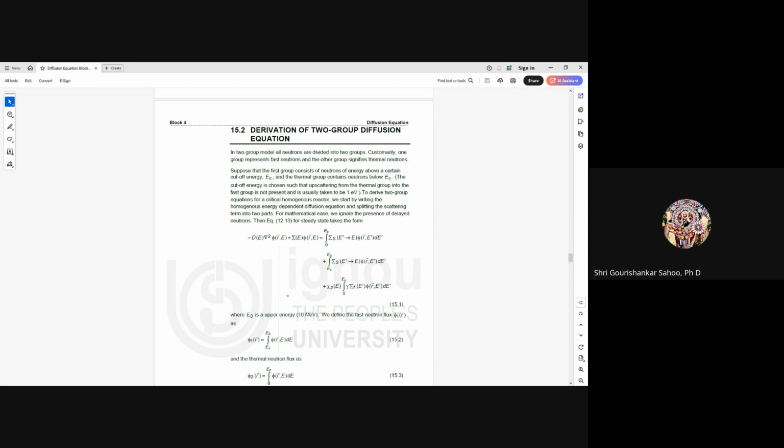So we have to define the first neutron flux phi 1, which is a function of position vector r, as phi 1 is equal to integration EC to E0 phi dE, and the thermal neutron flux can be written as phi 2 is equal to integration 0 to EC phi dE. So all your fission neutrons are born with energies lying in the first group. So your chi 1 may be written as integration EC to E0 chi p dE is equal to 1, and chi 2 can be written as integration 0 to EC chi p dE is equal to 0.